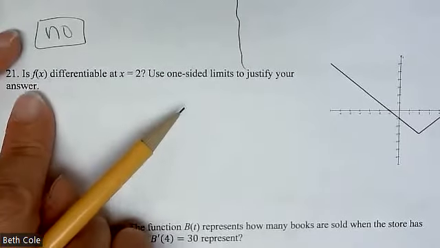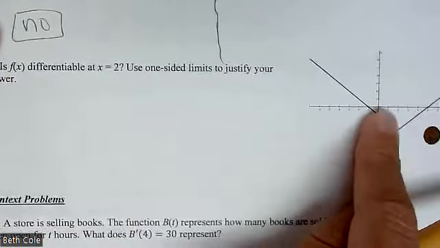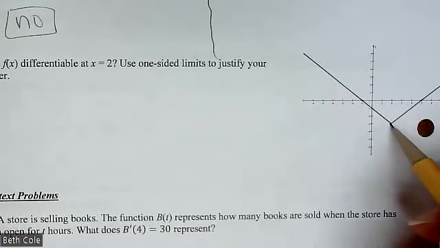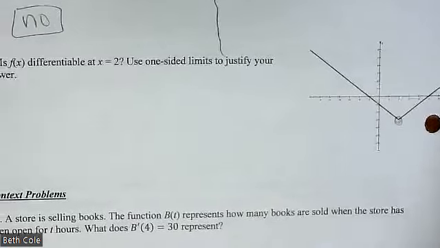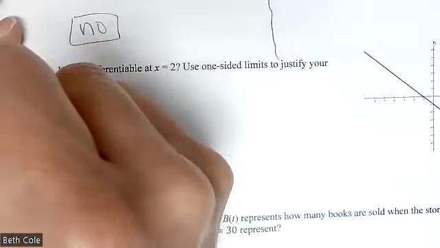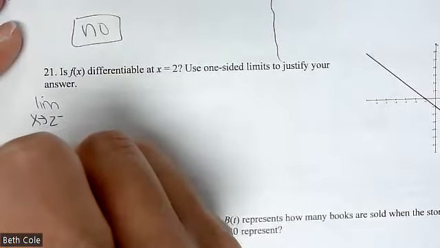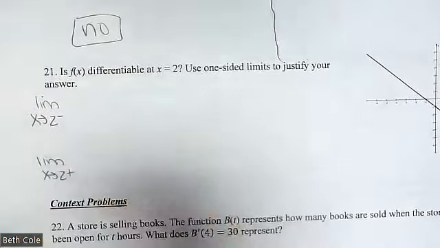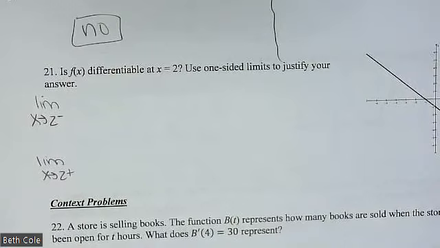Okay. Is this function differentiable at 2? Use one-sided limits to justify your answer. So what do you think about at 2? So the answer is no. All right, so we're going to do limit x goes to 2 from the left, limit x goes to 2 from the right. And we're still going to set it up, but we don't have to actually work it out. It's mostly just the setup.